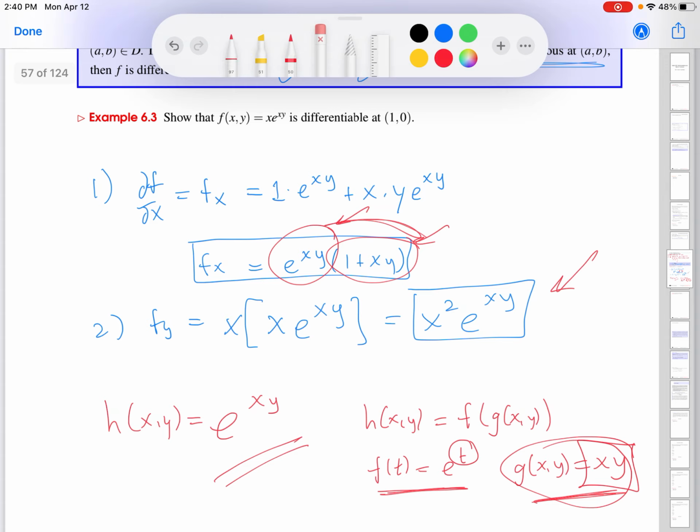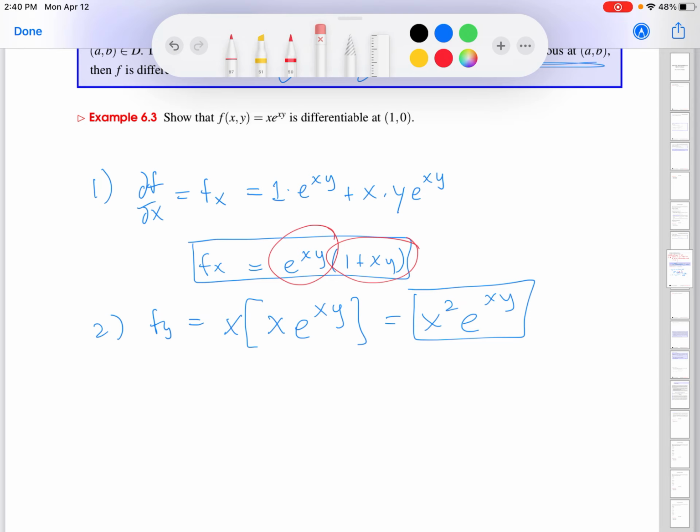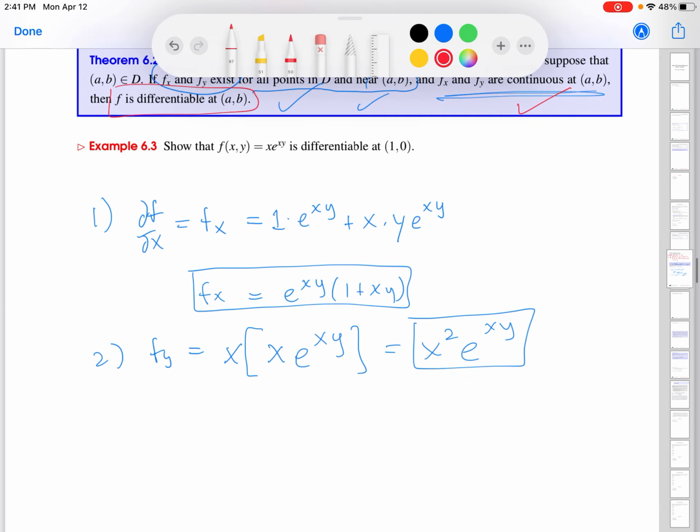So long story short, both fx and fy are continuous functions on all of R2. So that means that we have satisfied the last requirement of this theorem. So I'm going to put a little check mark there too. So that gets us the result. So therefore, f of x,y equals x e to the xy is differentiable everywhere.